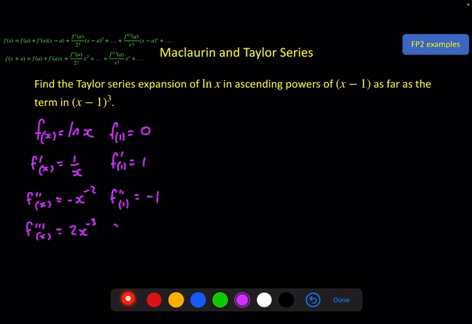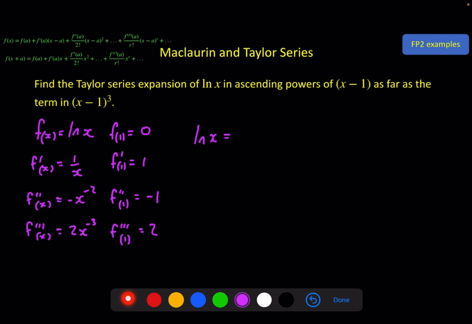Get -1 here. And here we get a 2. So you can see it's very similar to Maclaurin's series, the process. We're just going to take all of these and put them into the appropriate formula at the top here. So we've got natural log of x is equal to the first one, the function evaluated at a is 0, and then the derivative evaluated at a is 1 times x minus a, where a is still 1.